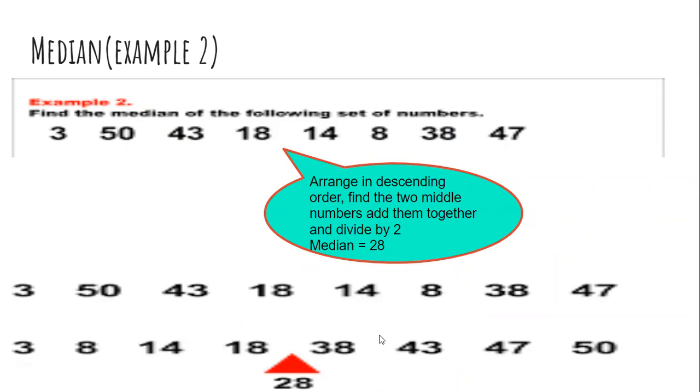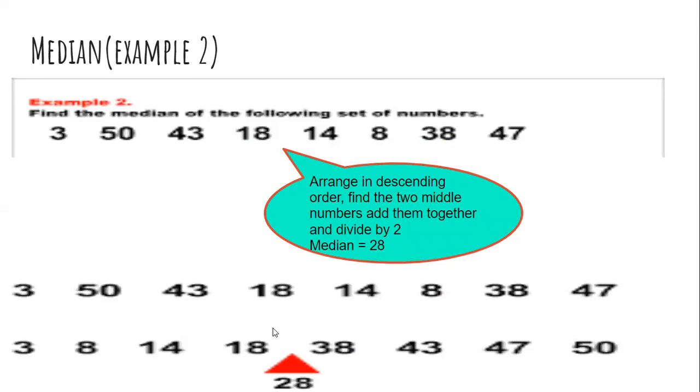Now, when we find 18 and 38, what do we do? We add them together, so 18 plus 38. And then we divide by what? 2. We divide by 2 because there are 2 numbers. This is the same as finding the average of the 2 numbers. And the number we find, which in this case is 28, is the number that is called the median. Remember, when the numbers are even, what do we do?